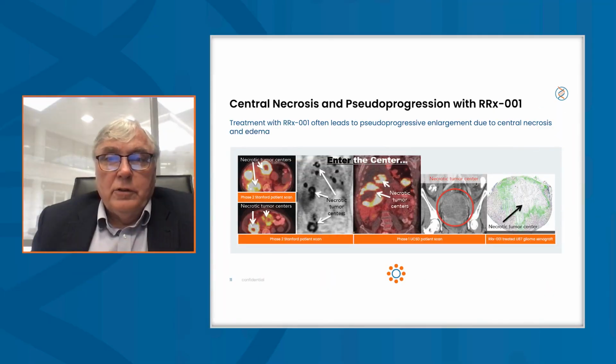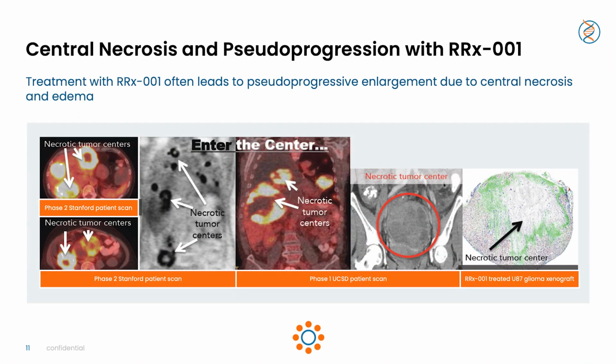In several RX-01-treated tumors, central necrosis and edema occur, leading to pseudoprogression and enlargement. This effect usually means that the tumor is primed to respond to subsequent therapies. We'll show you several examples of that next.